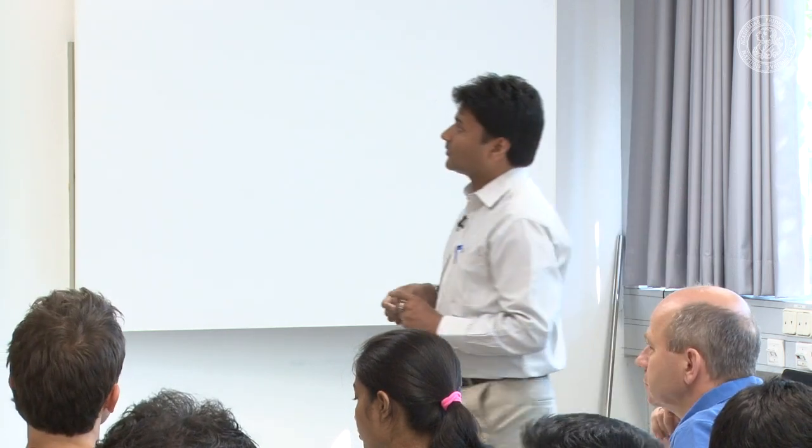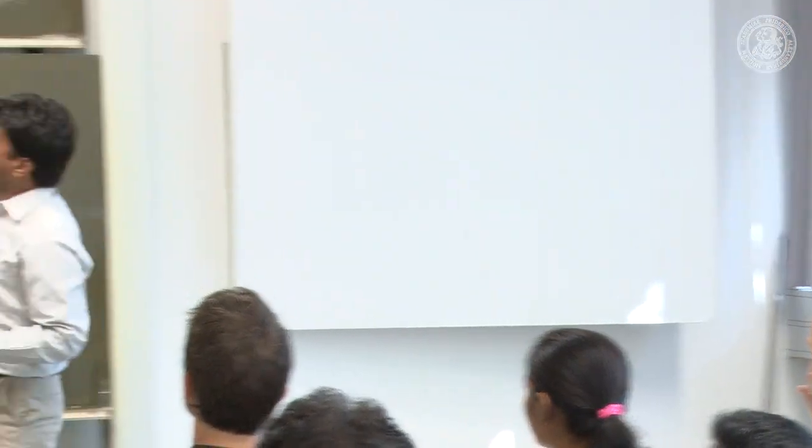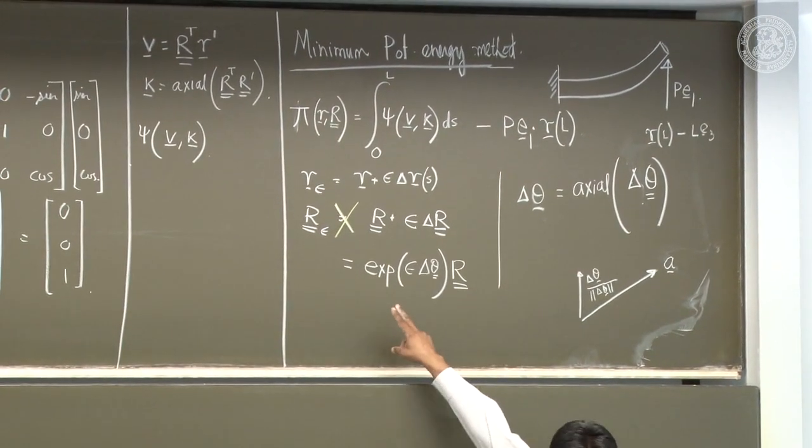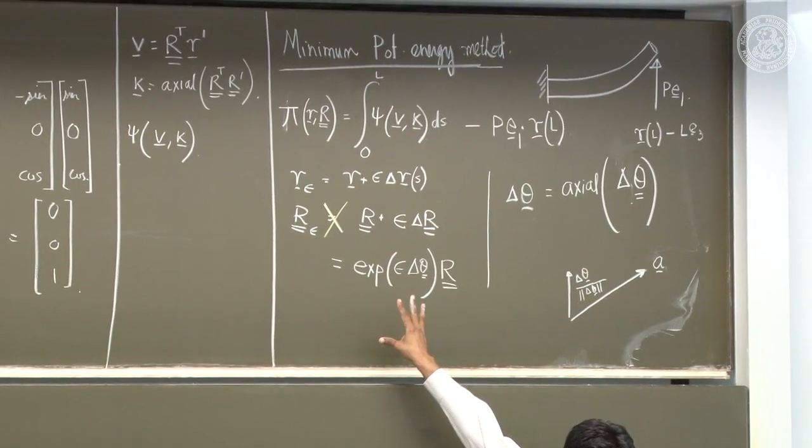Okay. So, here for example, you can't say that this is the same as big R times exponential of epsilon delta theta. You can't say that.